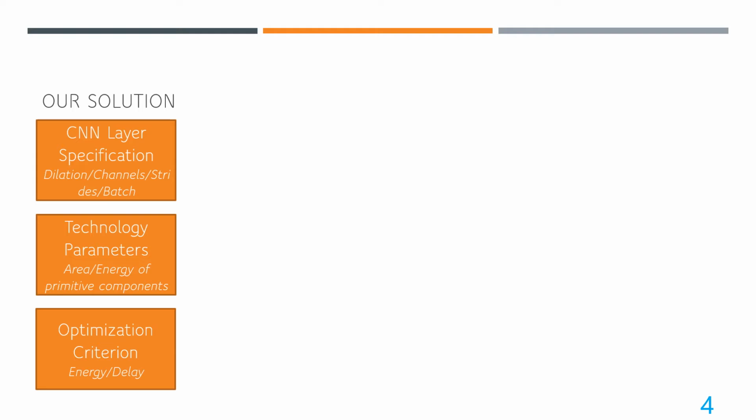For example, the energy required to do a single load or store operation at a given level in the memory hierarchy, or the energy required to do a MAC operation. 3. Optimization criteria. Whether we would like to find architectural parameters and corresponding data flow to reduce the energy or increase the throughput of the CNN operation.